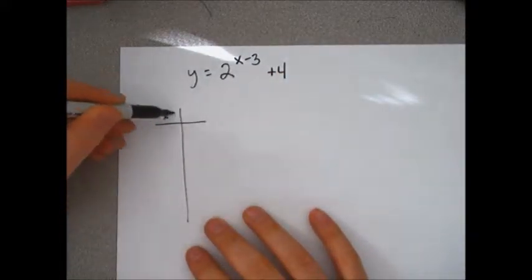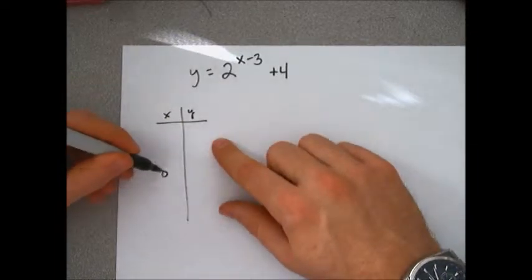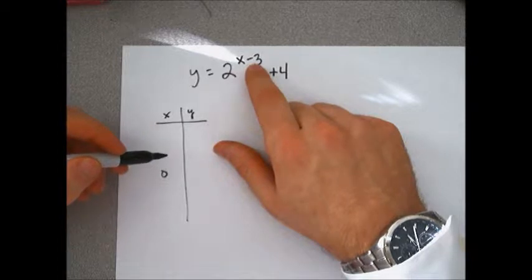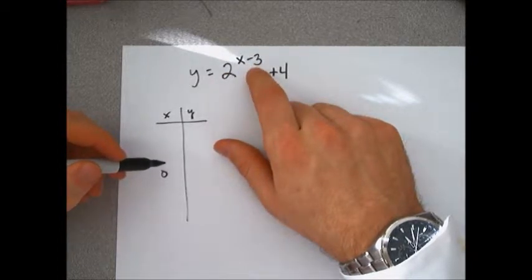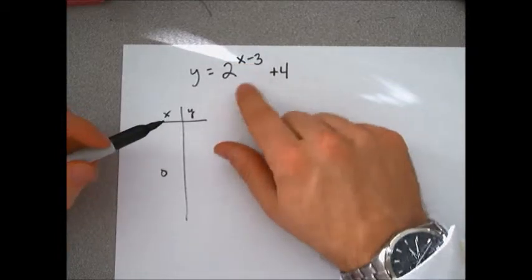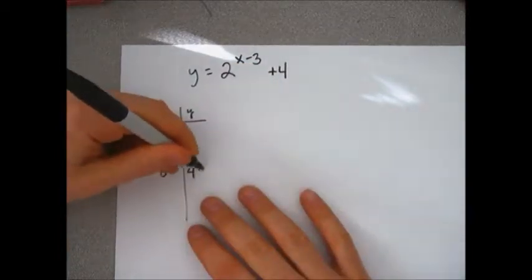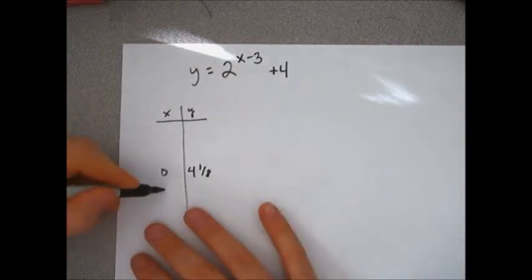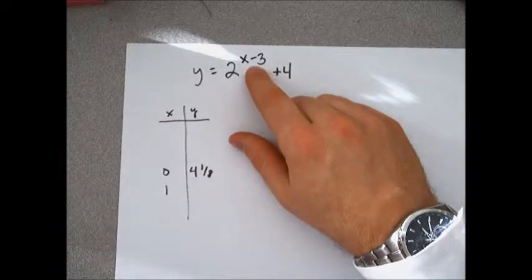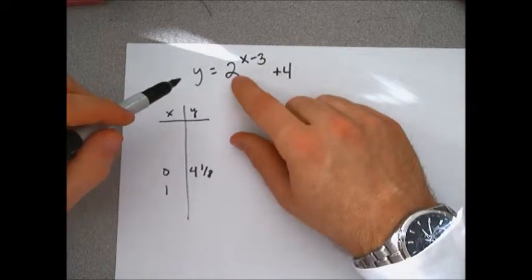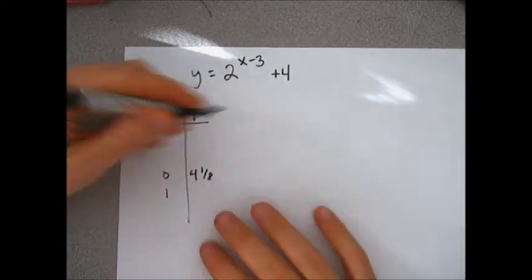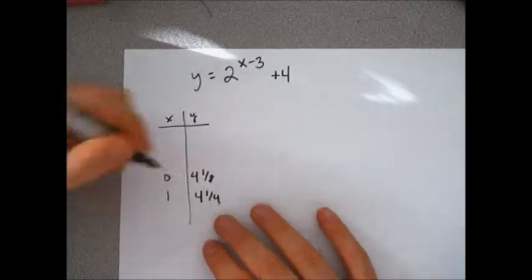So when we make an xy table, if I plug in 0 for x, 2 raised to the 0 minus 3. Well, 0 minus 3 is negative 3, so this is 2 to the negative third. 2 to the negative third is 1/8, and 1/8 plus 4 is 4 and 1/8. If I plug in 1, 2 to the 1 minus 3. 1 minus 3 is negative 2. 2 to the negative 2 is 1/4, and 4 plus a fourth is 4 and 1/4.